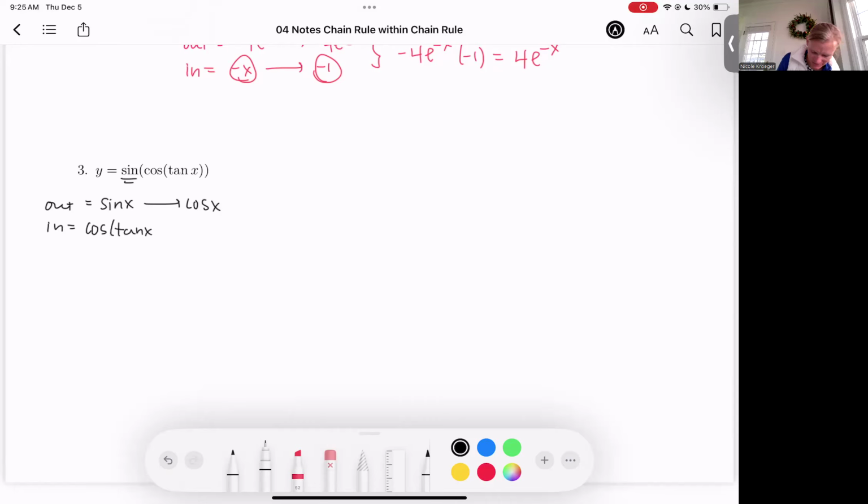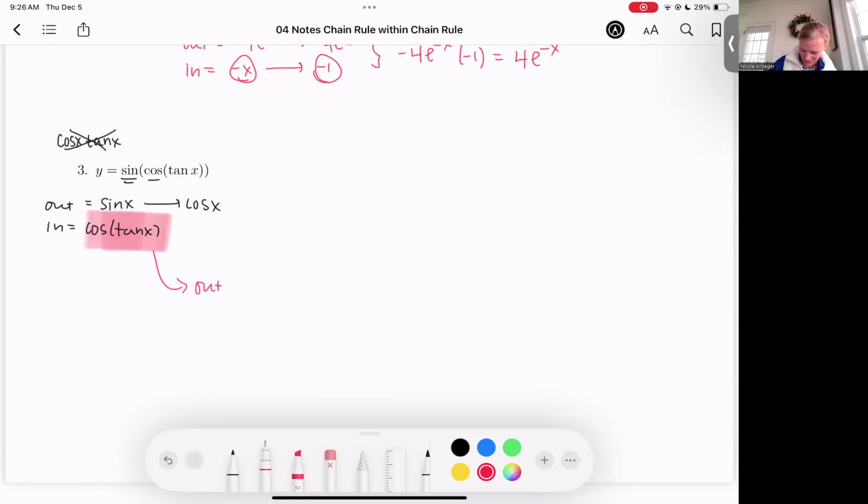The thing inside of my sine is a little more complicated. That's cosine of tangent. And notice that this is cosine of tangent, not cosine times tangent. If it were cosine times tangent, it would be written cosine x tangent x. But instead, this is cosine with tangent plugged in. So this is going to be a chain rule because we have a function inside of a function. So we're going to practice this, and hopefully you are trying this on your own before you watch me do it.